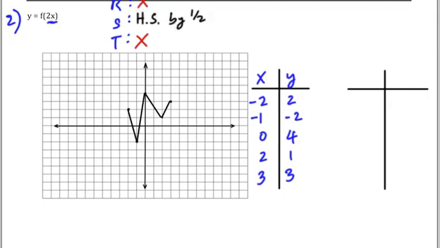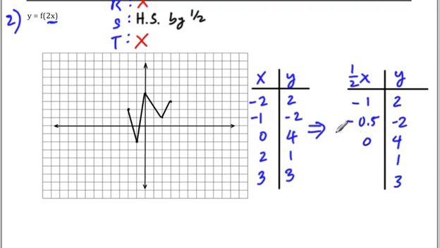What that means is that all the x's get multiplied by half. The y's stay put because we don't have any vertical stretch. Since the y's stay the same, we can literally list them down: -2, 4, 1, 3. And if we take half of the x's, this will be -1. This will be -0.5. 0 times half is still 0. 2 times half is 1, and 3 times half is 1.5. So let's see how this looks.